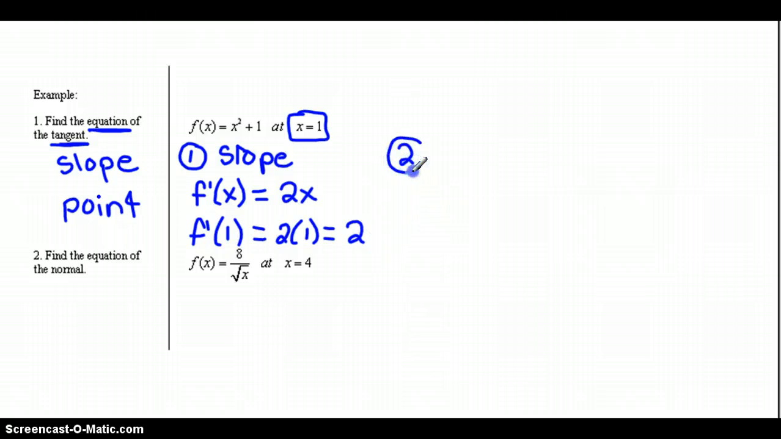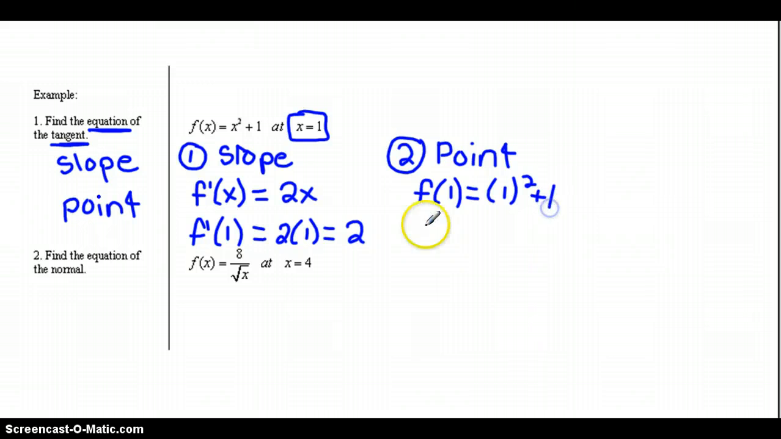My second step, once I have the slope, let's find a point that's on my line. The point that I want to find my tangent at is x equals 1. So if I already know that x is equal to 1, how do I find a y value? I go back to my original, and I substitute 1 in for x. Remember, I'm going back to the original because I want to find an actual point on my line. So I'm going to do 1 squared plus 1. Well, look at that. We get a y value of 2. So now my point is (1, 2).